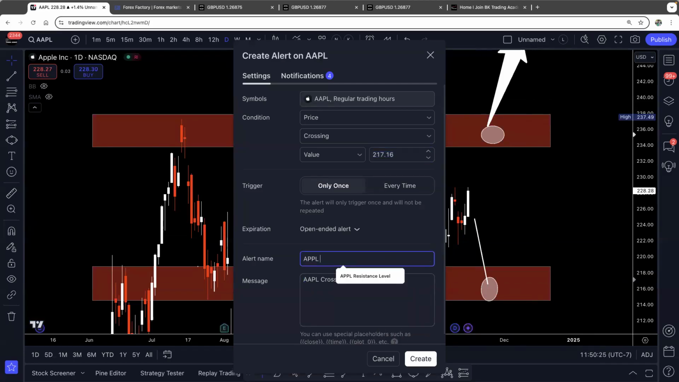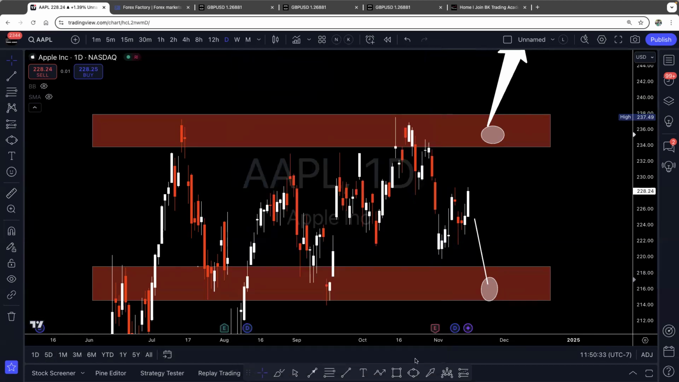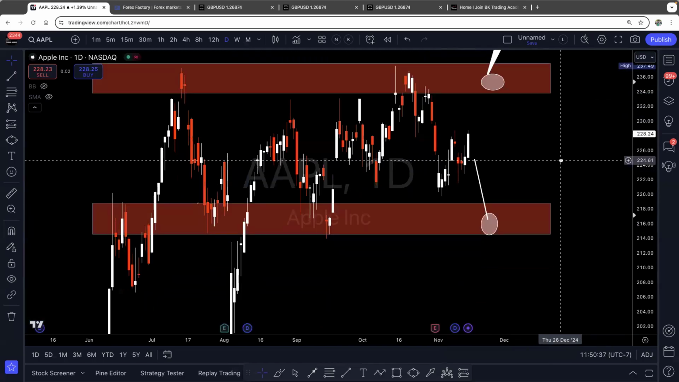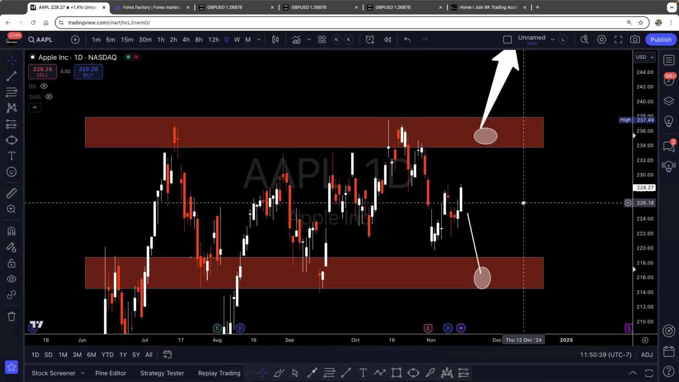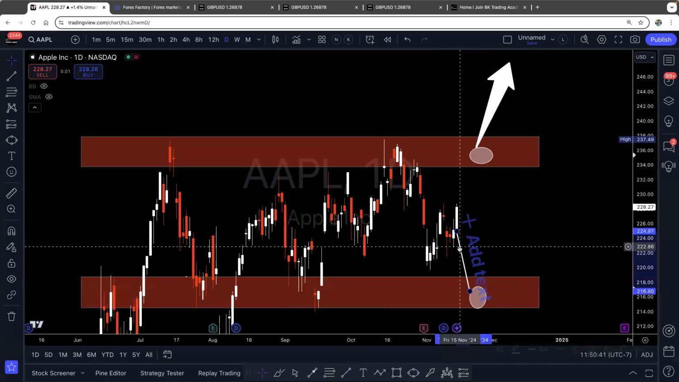Apple, and then I'm going to put possible buy. So you see how my language is a bit different than at the resistance level, because I want to buy, but I do want to know when it's at resistance level just in case, so I can keep an eye out on it if it's going to make higher highs and higher lows.